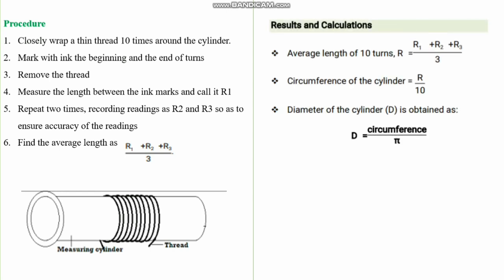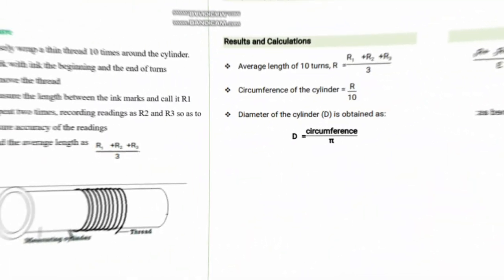So the results and the calculation, you can see the average length of 10 turns, that is R equals R1 plus R2 plus R3 divided by 3. Then if we divide R by 10, we get the circumference. Remember, R is the length of the 10 turns. So to get the circumference of the cylinder.